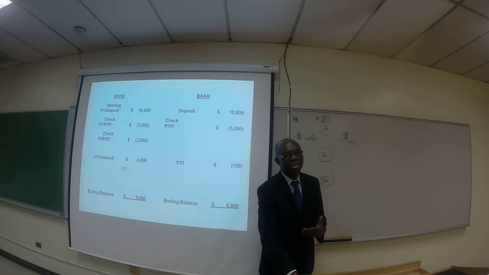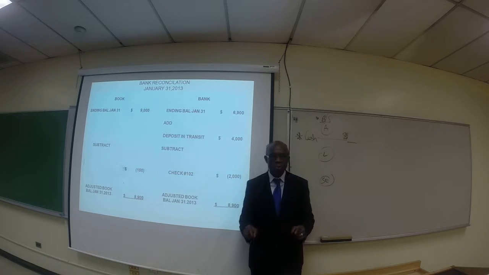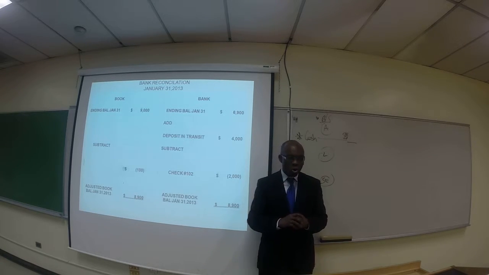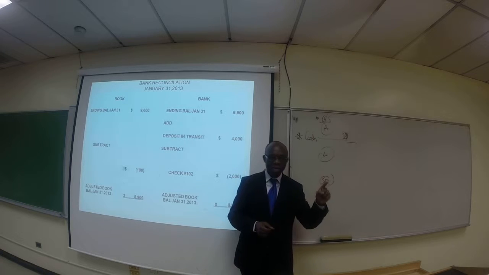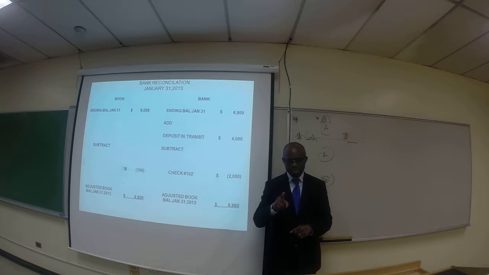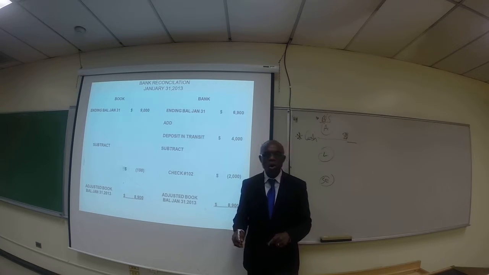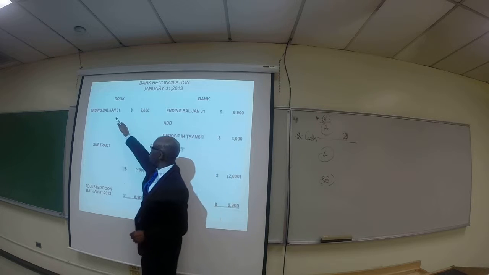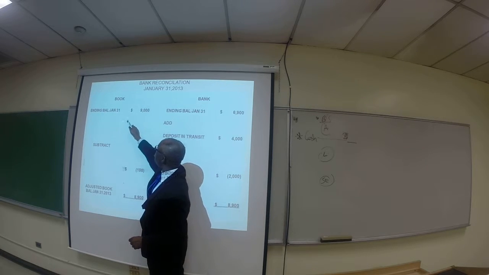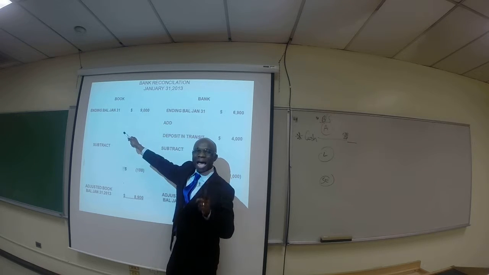So let's take a look at this very simple bank reconciliation on the next slide. Take a look at what happened. We started off with the book balance, the ending balance of the book, which is $9,000. Now, something is missing on this slide. So what we are going to do is add to the book balance whatever the bank added that we did not add.